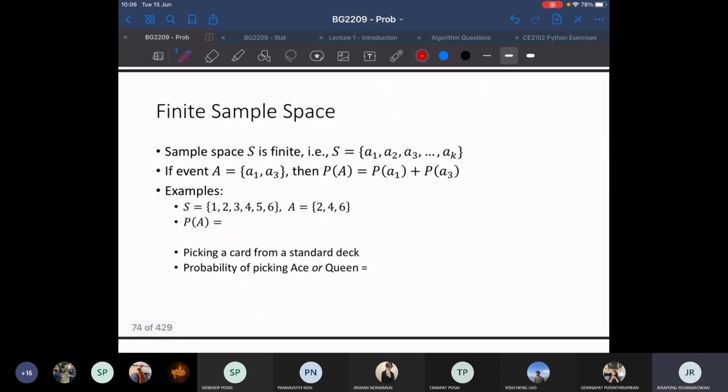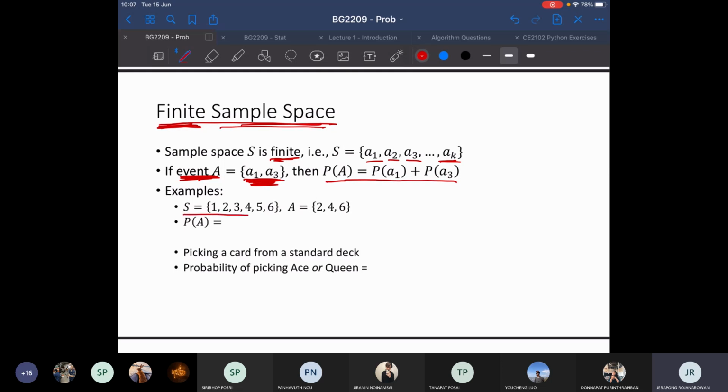Next thing, we're gonna talk about finite sample space. We know about sample space, right? But in this case, our sample space is finite, which means limited. Let's say we have A1, A2 until AK. If we want to compute the probability of the event A, and A consists of only 2 points, A1 and A3, it can be A4, whatever, then you can just add them. P(A) is therefore P(A1) plus P(A3), because in A you have only 2 points.